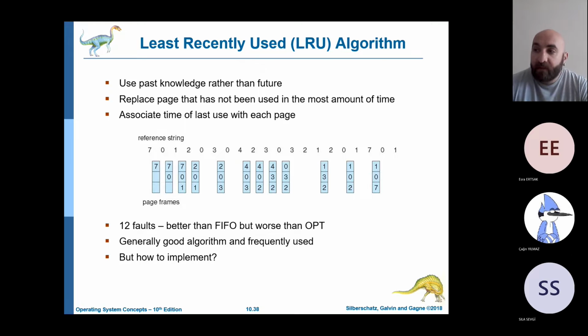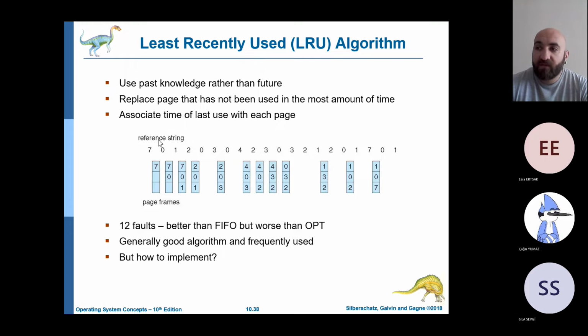Let's assume that here we know that 7 has not been used for a long period of time, so I'm going to replace 7 with 2. Here, let's check, we have 0, 3, 2. We are going to add the 1. We know that 0 is the least recently used, so I'm going to replace page 0 with page 1.